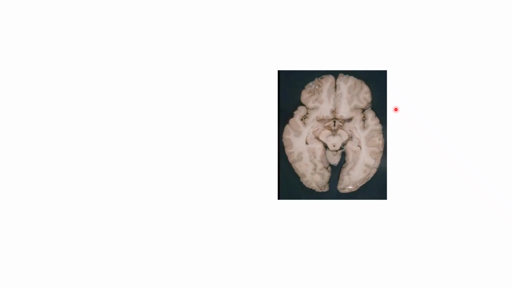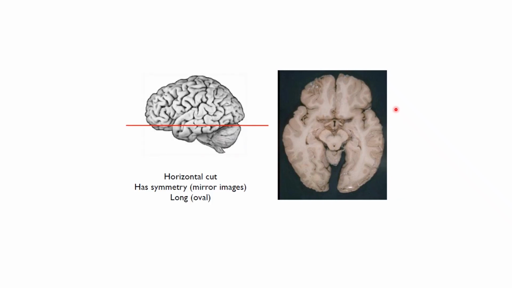So this is actually a cut that is made along the horizontal plane, like this. So if I horizontally make a section through the brain, and then I look at the brain from the top, this is what it would look like. This is the front part of the brain, the anterior side, and this is the posterior side, and this is the right side of the brain, the left side of the brain.